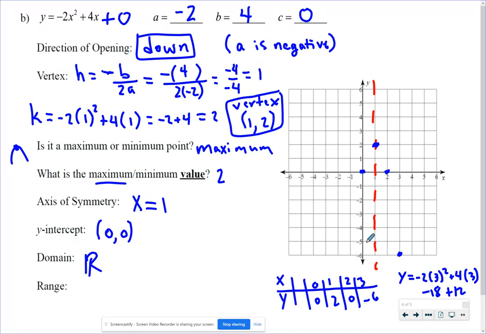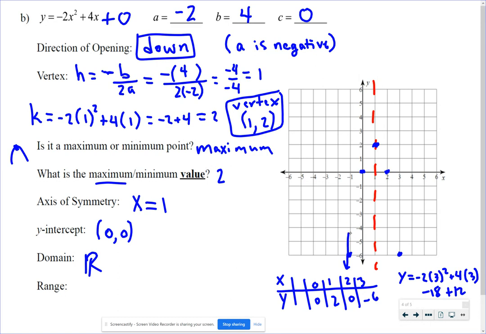And then if we use the symmetry, we count to our symmetry line. There's 1 unit, 2 units, 1 unit, 2 units right over here. (-1, -6) would also be on the graph. And you could put that in the table or not. I don't really care, but you could check and make sure that you do really get that value.